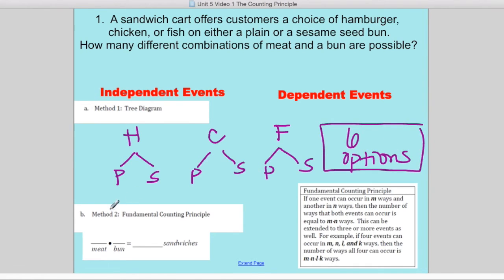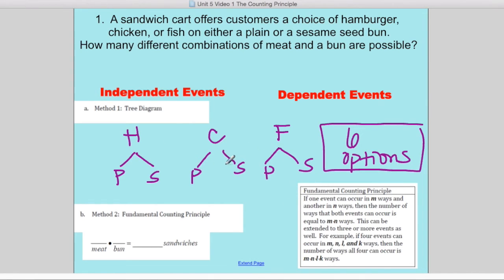Good. Method 2. Now we're going to use the fundamental counting principle. If one event can occur in m ways and another in n ways, then the number of ways that both events can occur is equal to m times n. So it's a lot easier to use the fundamental counting principle as opposed to listing out a tree diagram, because we're going to be looking at much more complex problems as we progress through this unit.